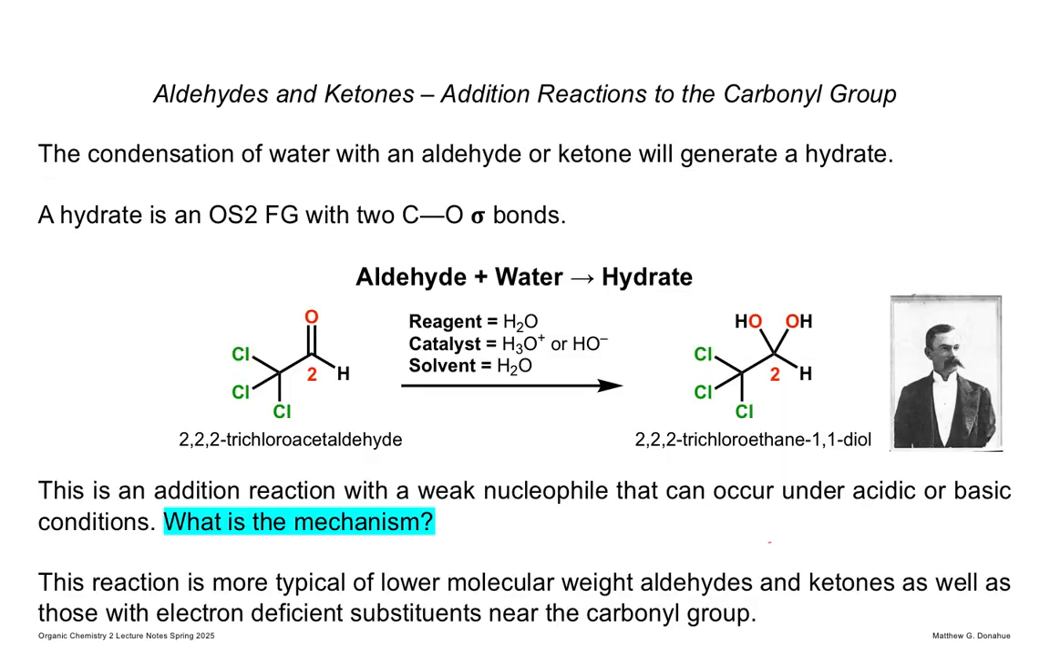So we'll go through these, not necessarily in the order that's listed in that table, but we'll go through most of them to see what they look like, how they're formed. We'll do some mechanisms to push arrows. So when we have water plus an aldehyde or ketone, that forms a hydrate.